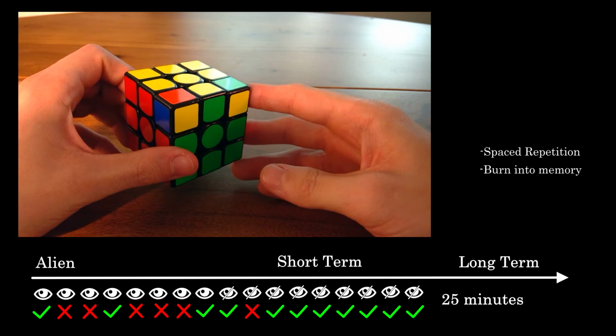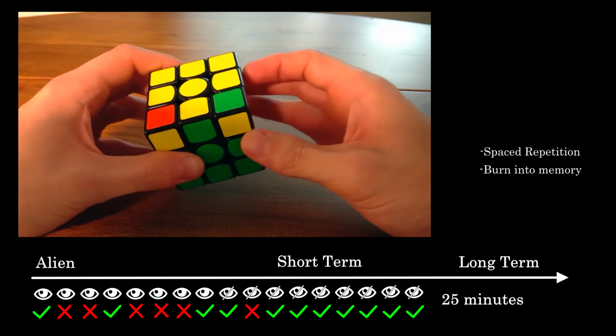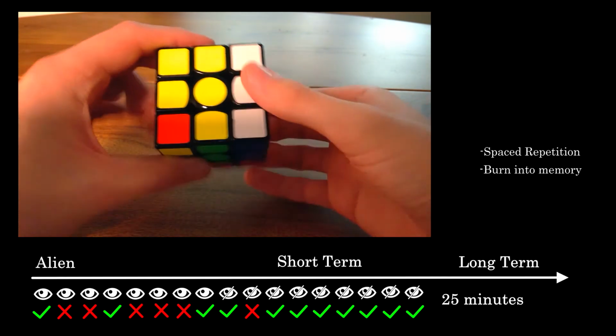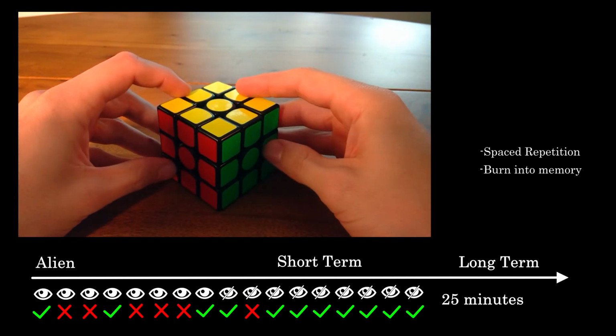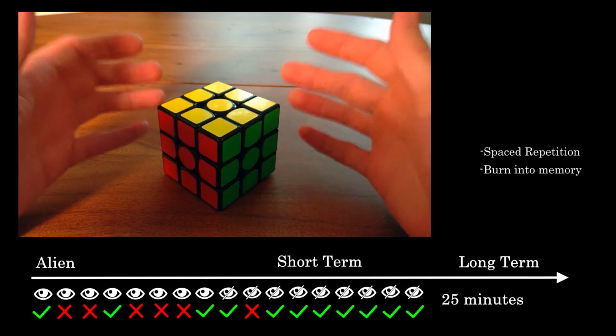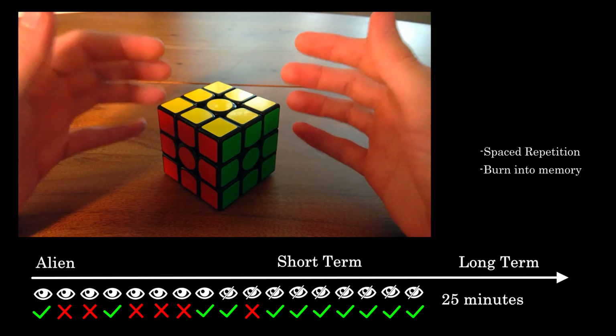So this is one of the two-look OLL cases, and when I see this, I just do the algorithm, and I can't even tell you what the moves were that I just did. My fingers just know to do them at this point, so it's just burned into my memory.